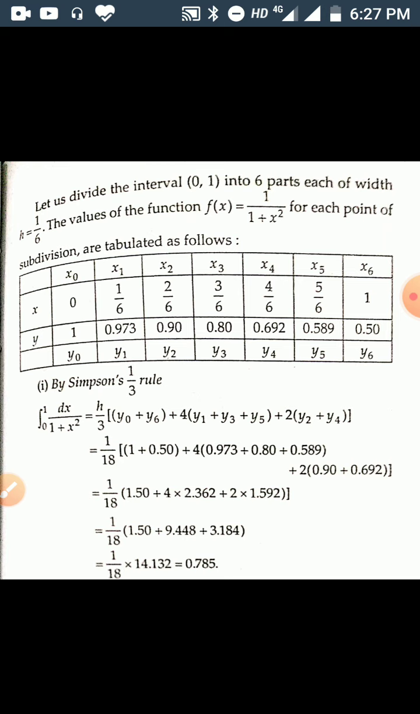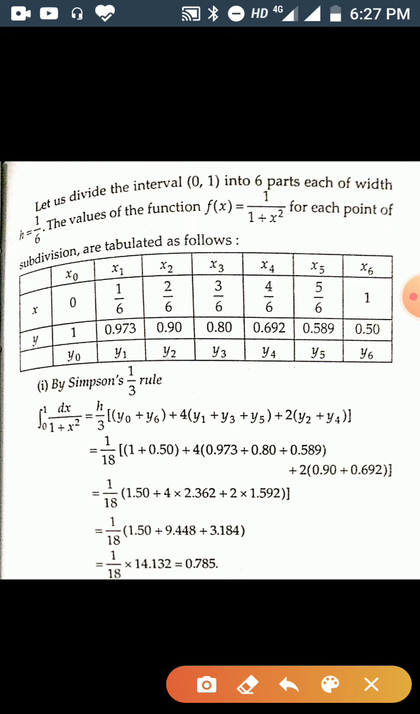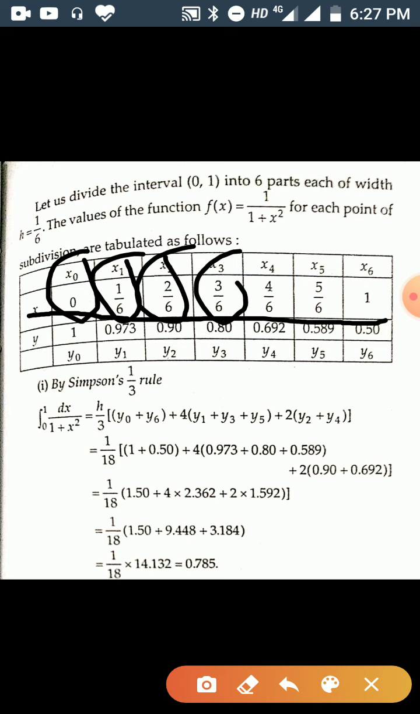The values of the function f(x) is equal to 1 by 1 plus x square for each point of subdivision may be tabulated. The values of x are 0, 1 by 6, 2 by 6, 3 by 6, 4 by 6, 5 by 6 and 1. 0 is taken as x0, 1 by 6 as x1, 2 by 6 as x2, 3 by 6 as x3, 4 by 6 as x4, 5 by 6 as x5 and 1 is taken as x6.